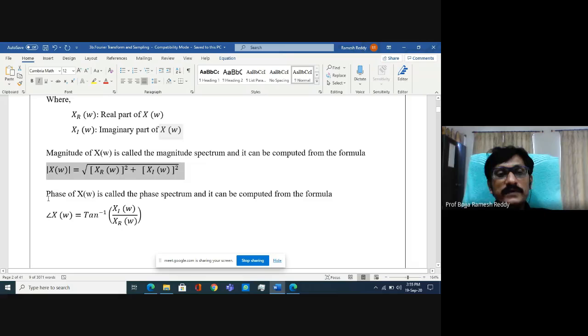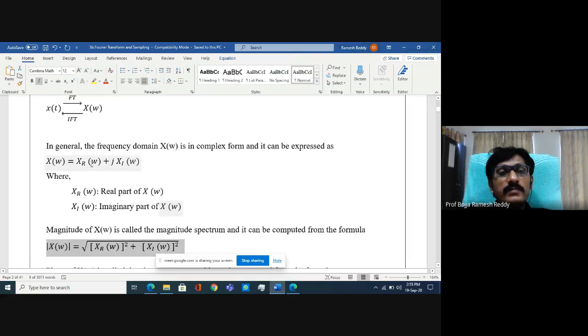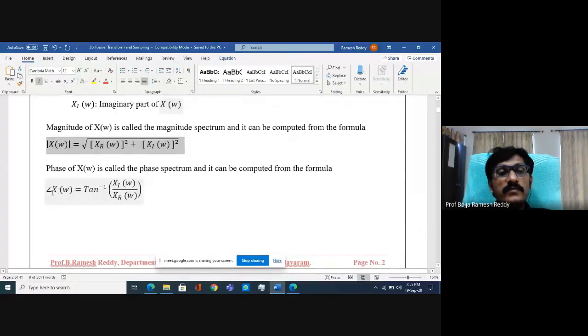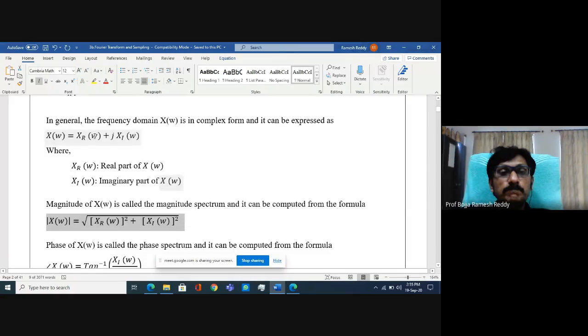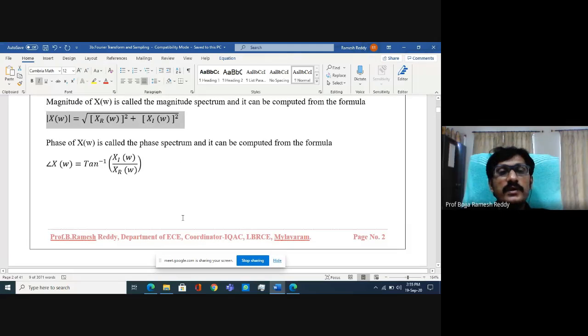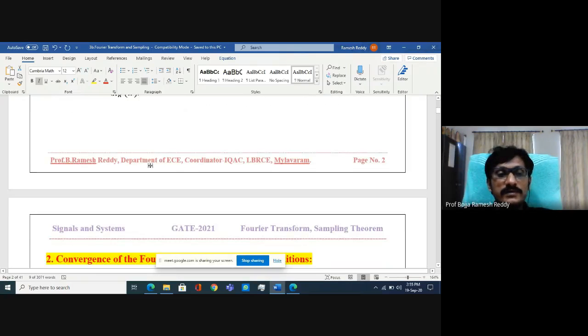Then phase angle. How to calculate phase? Tan inverse of imaginary part by real part, that is, angle of X of omega is equal to tan inverse of Xi of omega by Xr of omega, where Xi is the imaginary part and Xr is the real part. Okay, this is the theory behind Fourier transform, evaluation of Fourier transform, evaluation of inverse Fourier transform, then magnitude spectrum and phase spectrum. We have to know all these basic concepts.